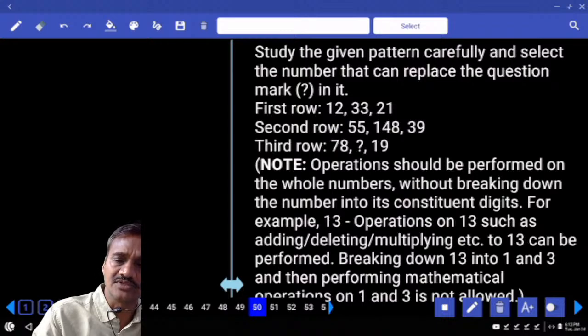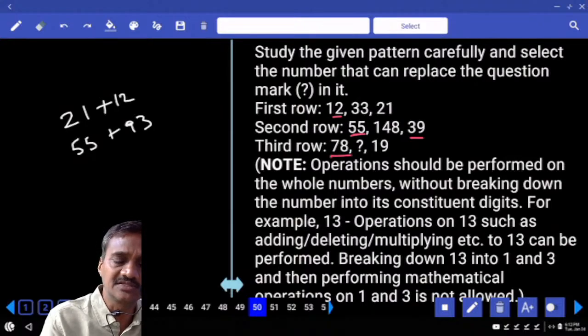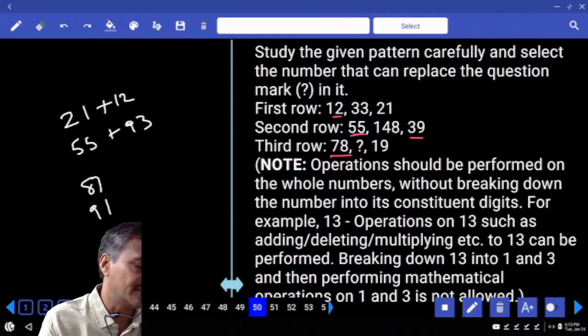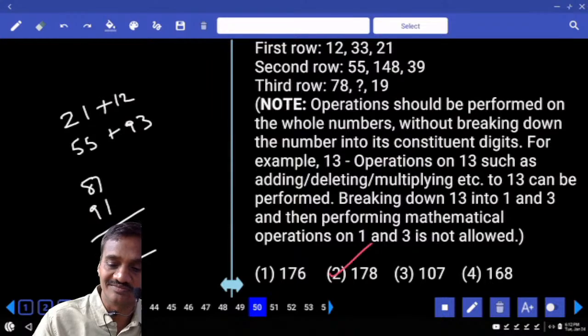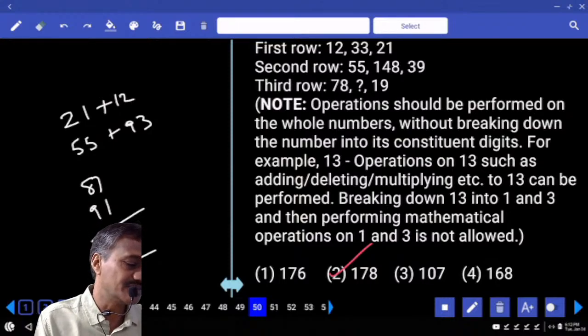Now the last number, here 55 and here 12. Reversed, 21 plus 12, 33. And here 55, here 39, reversed is 93. And here 78 when reversed is 87 and 19 when reversed is 91. Then what is the sum of these two? How much does it come to? 178, is it there or not? Yes, 178, that is given in choice 2. We did not split the number. Now both the numbers are reversed and then they were added. Now this is about paper number 41.